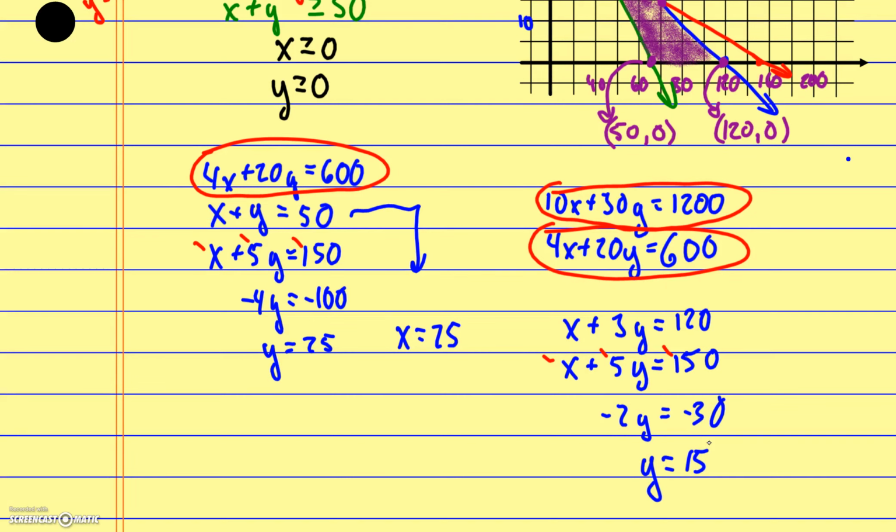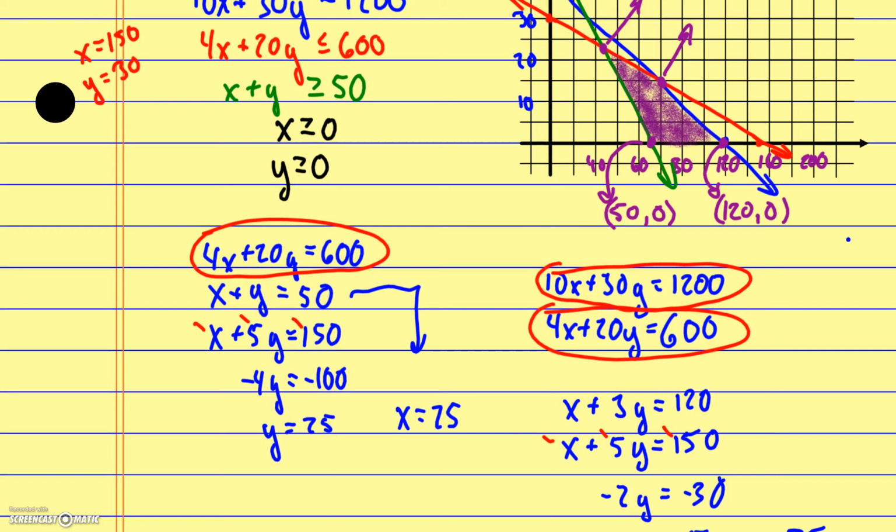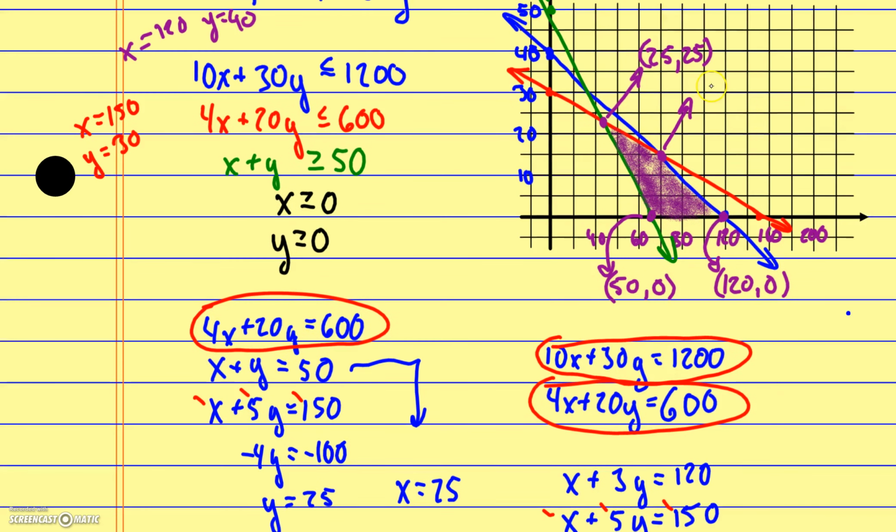Then, of course, I have to plug this back in, and when I do, I find that x equals 75. You can plug it into either one of those, but we're just solving that system of equations. So now I've finally identified my other vertex, which is 75, 15. And when we look at our graph, those points make sense.